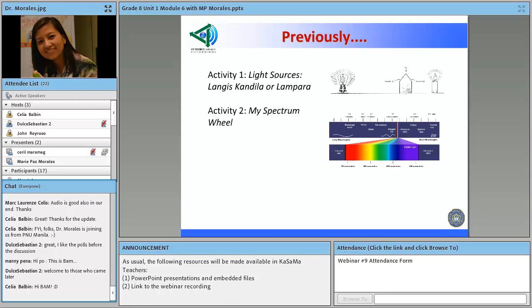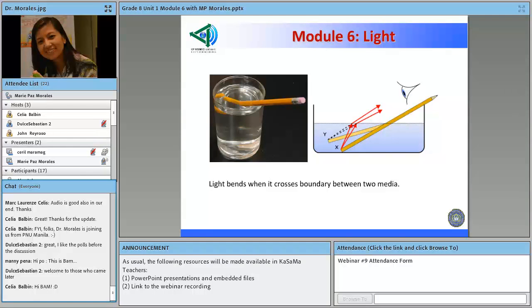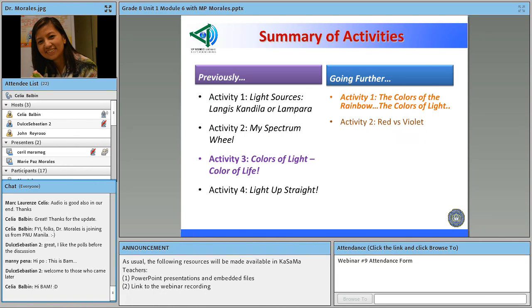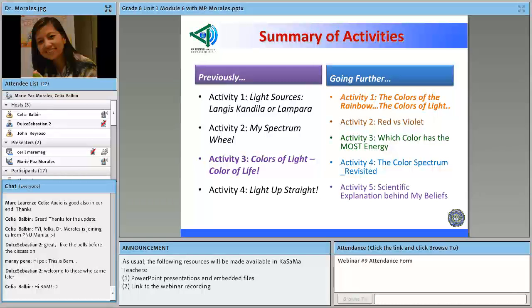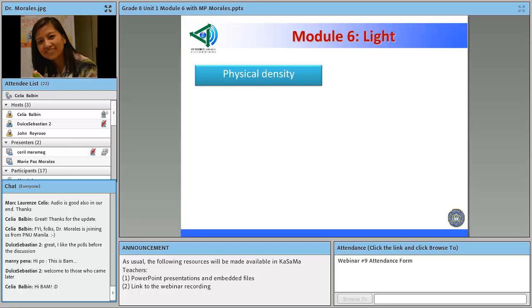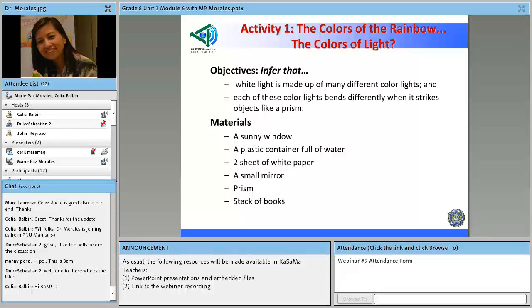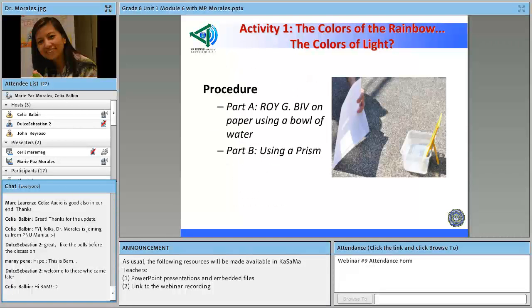So in grade 7, they were able to conduct these different activities. In grade 8, there are basically 5 activities, and we would want them to be familiar with these 5 activities. And so, moving on, let's take a look at the different activities. So before we go on, we have to make them familiar, or give them some idea, of the difference between physical density and optical density. So I provided here the description of the physical density and the optical density. Okay. So for activity number one, here are some of the reminders.